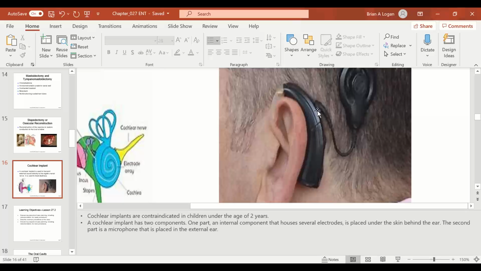But this is acting as your external ear, right? It's picking up that sound. And then this is acting as like your middle ear, where it's transmitting that sound down to the cochlea. And then that's sending that down the wire to the nerve. And that's now taking the place of that external, middle, and inner ear.